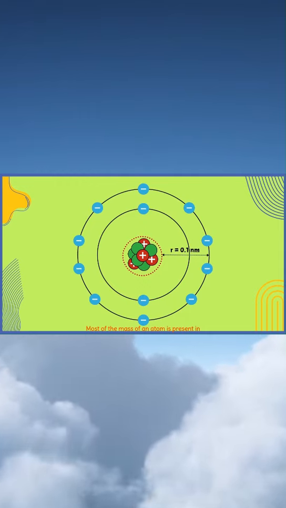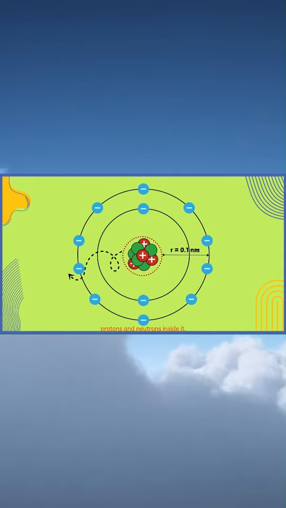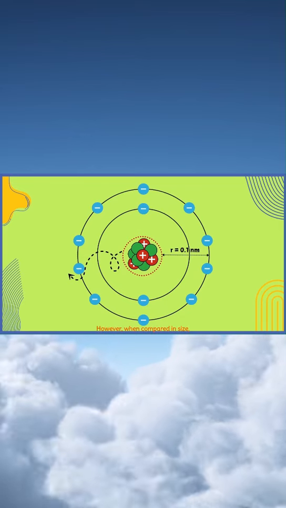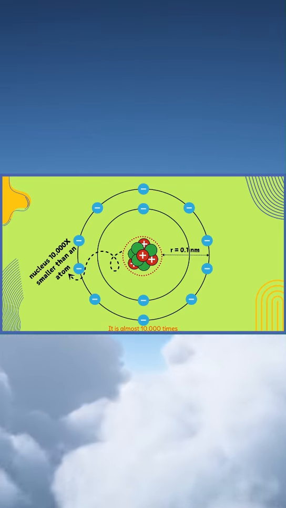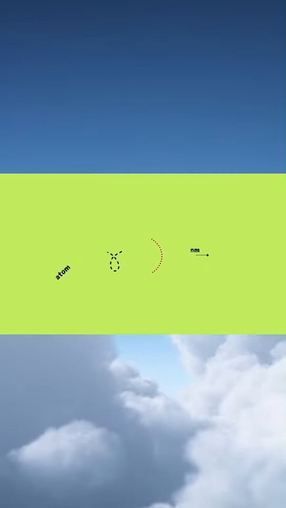Most of the mass of an atom is present in its nucleus because of the presence of protons and neutrons inside it. However, when compared in size, the nucleus is much smaller than an atom. It is almost 10,000 times smaller than an atom.